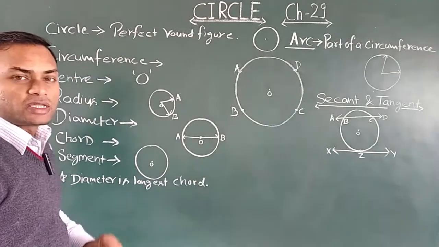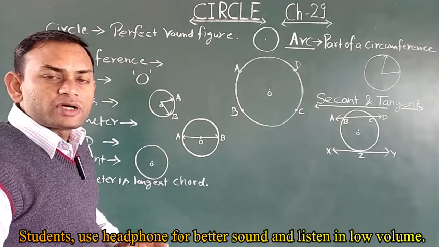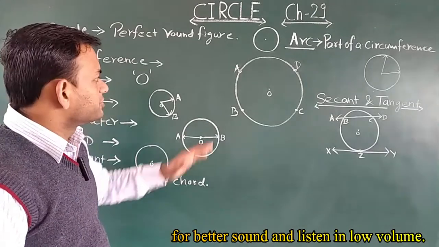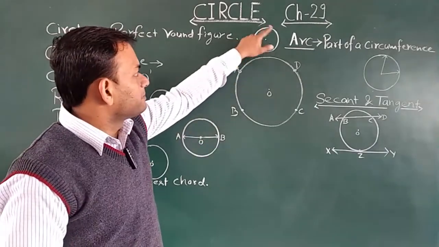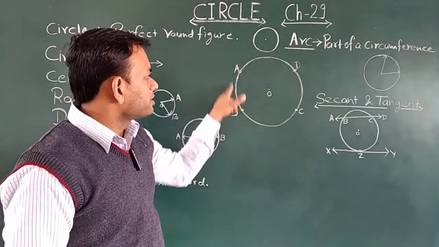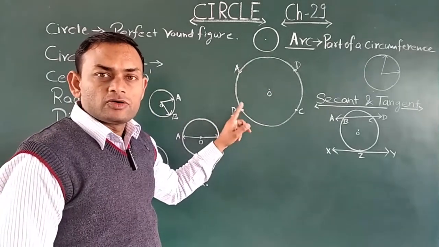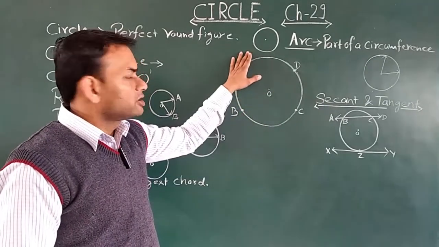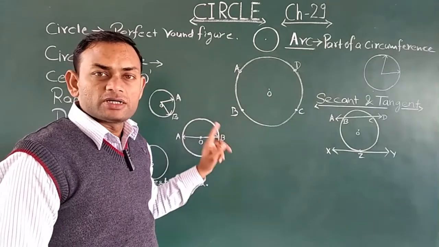First of all, the circle. What is the circle? Circle is the perfect round figure. As you can see here, this is the circle, and the perfect round figure is called the circle. Circle is a 2D figure. So perfect round figure is called a circle.